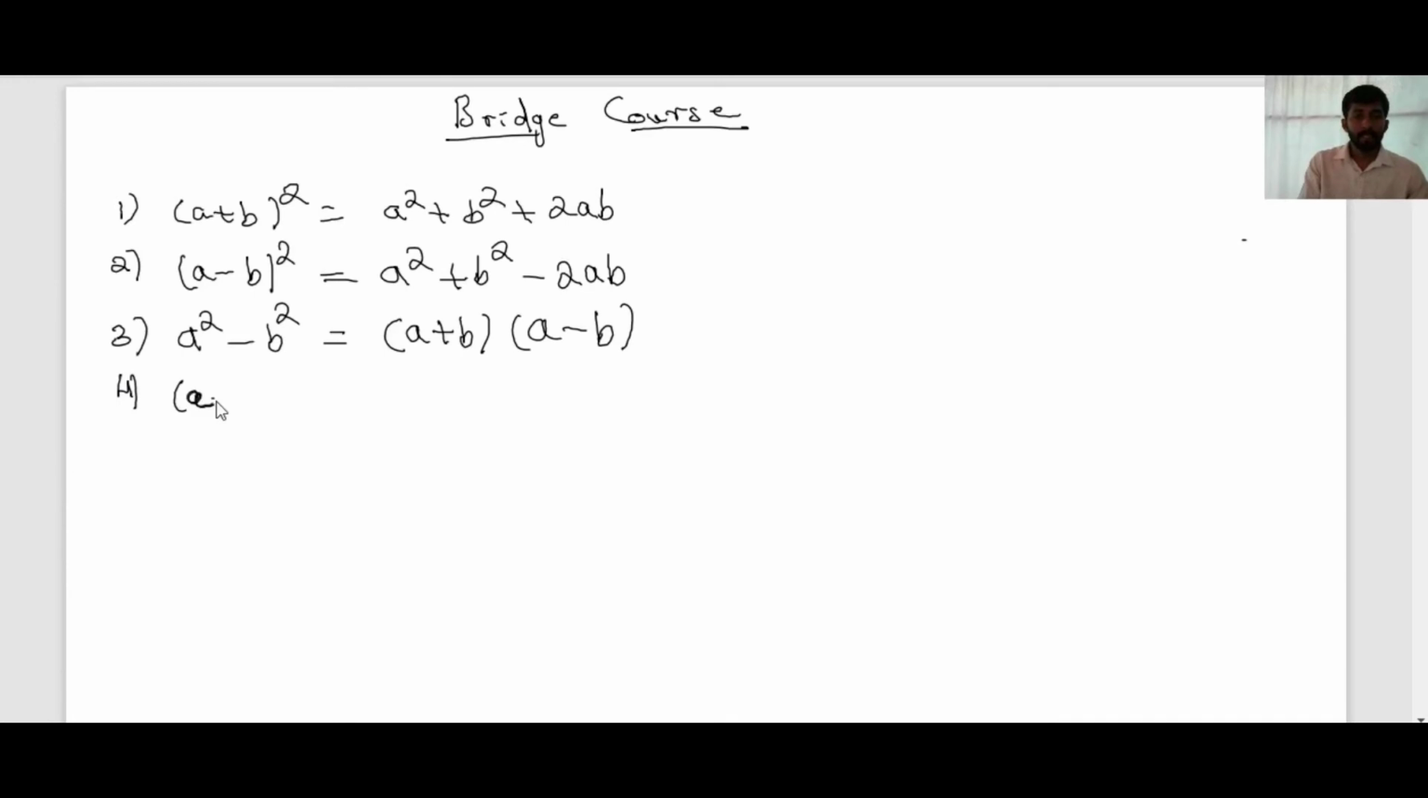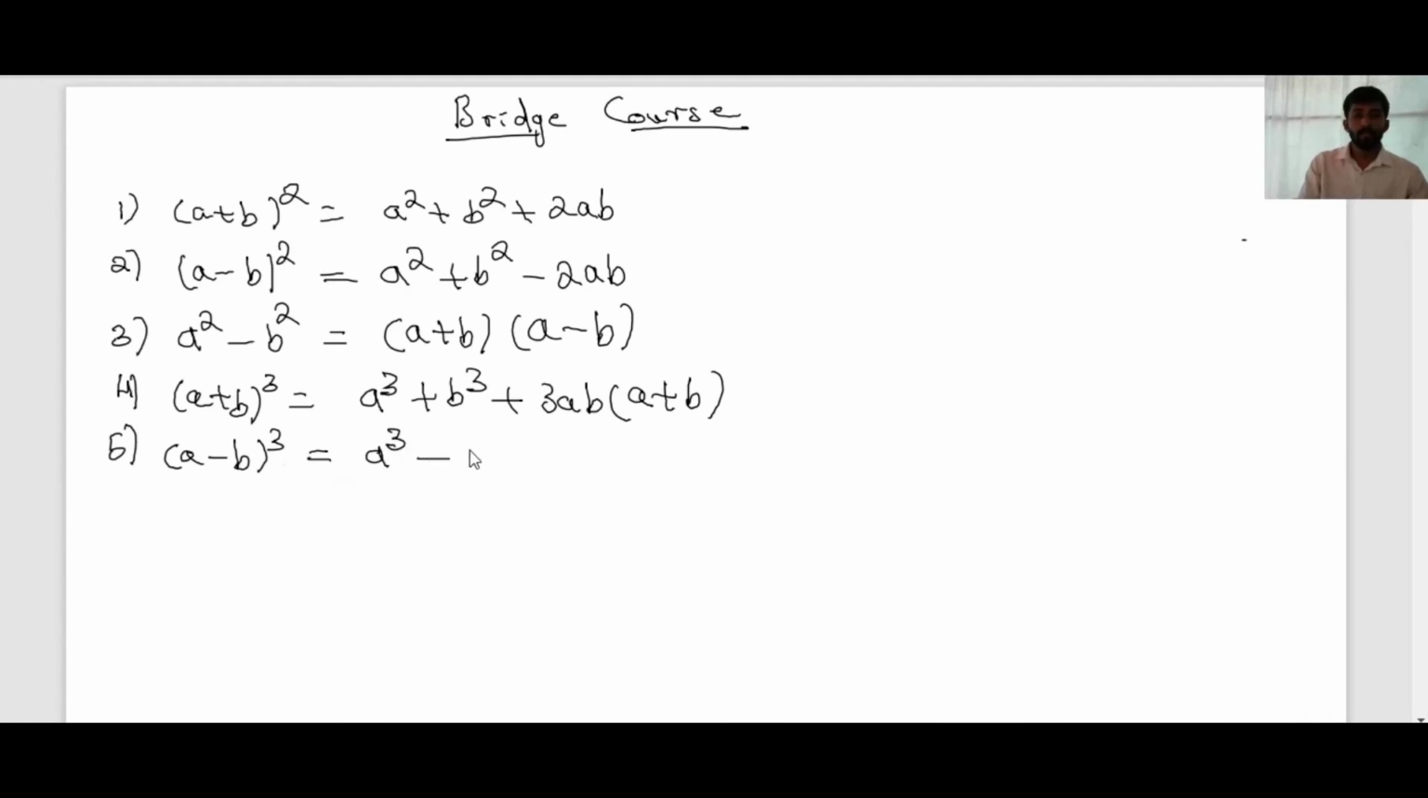First formula is (a plus b) whole cube. (a plus b) whole cube is equal to a cube plus b cube plus 3ab into (a plus b). Okay, everywhere plus only. Okay, similar to the above formula. Next is (a minus b) whole cube formula. (a minus b) whole cube is equal to a cube minus b cube minus 3ab into (a minus b).